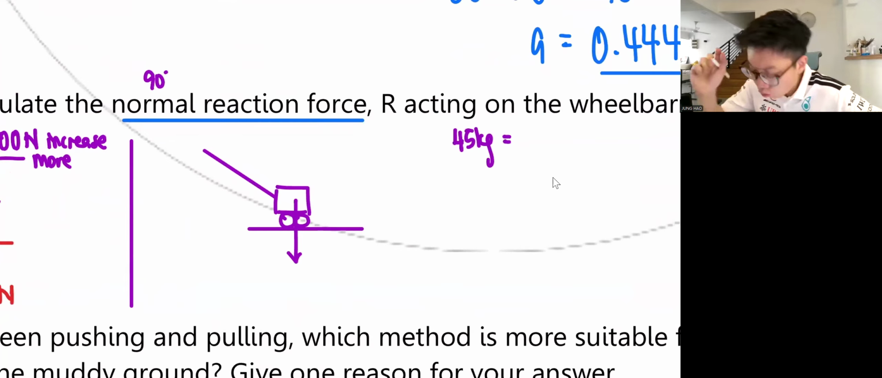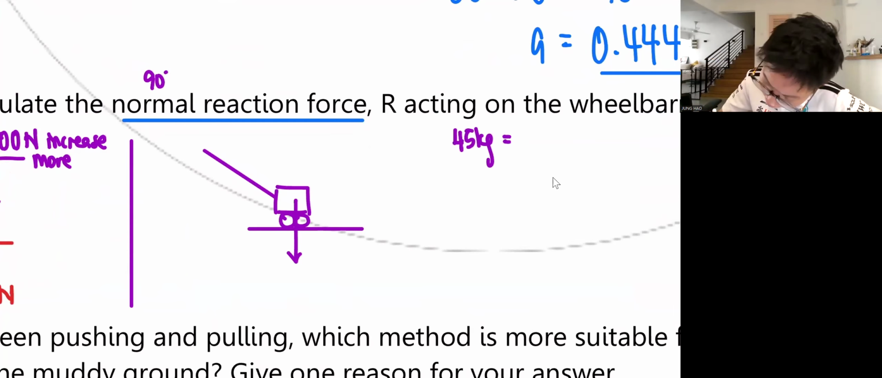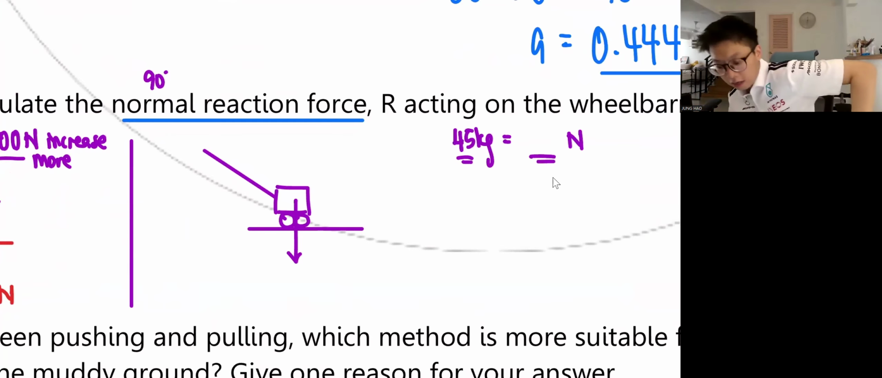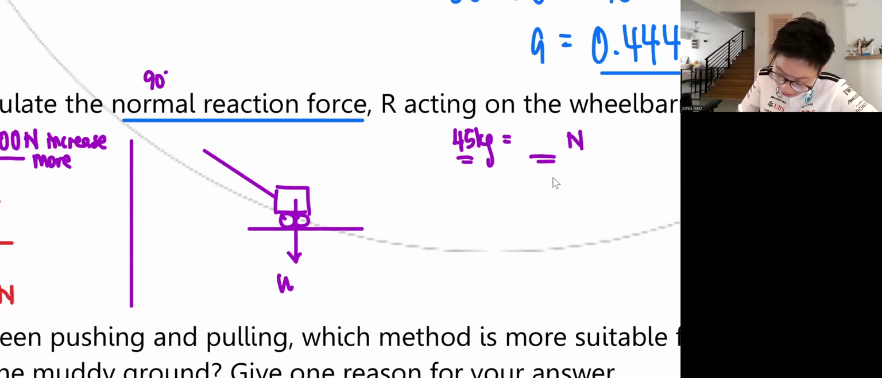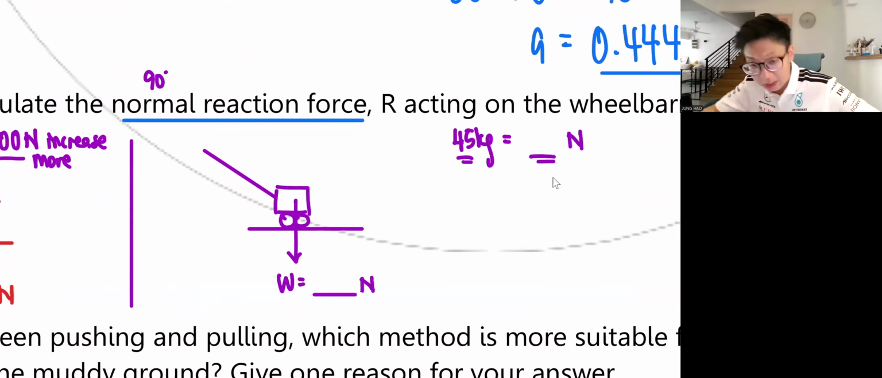Guys, can you do me a favor first? 45 kg is how many Newton? Because we need to change it to weight. And please remember, the unit for weight is actually Newton. So 45 kg is how many Newton?